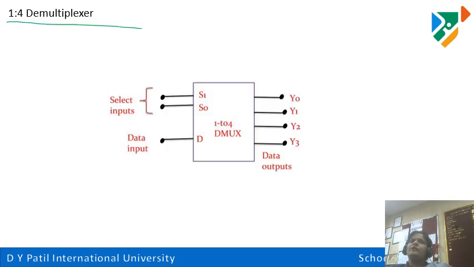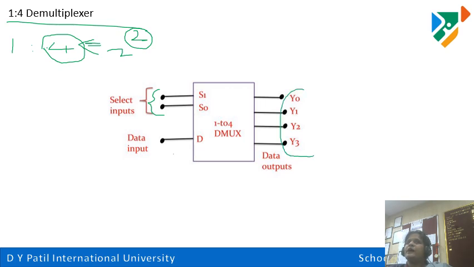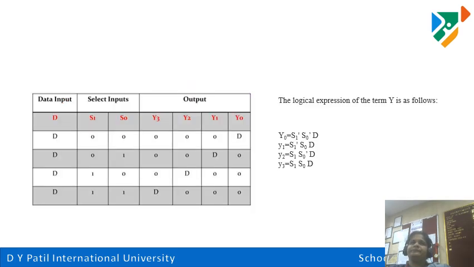Now let us talk about a 1:4 demultiplexer. As I said, input is only 1, but output is 4. So how many select lines are required? We have to see. 2 raised to the power 2 is equal to 4. So we require 2 select lines, and hence we have used 2 select lines here. Data input is only 1, but outputs are 4. So the question is, into which line should the input come out as an output.